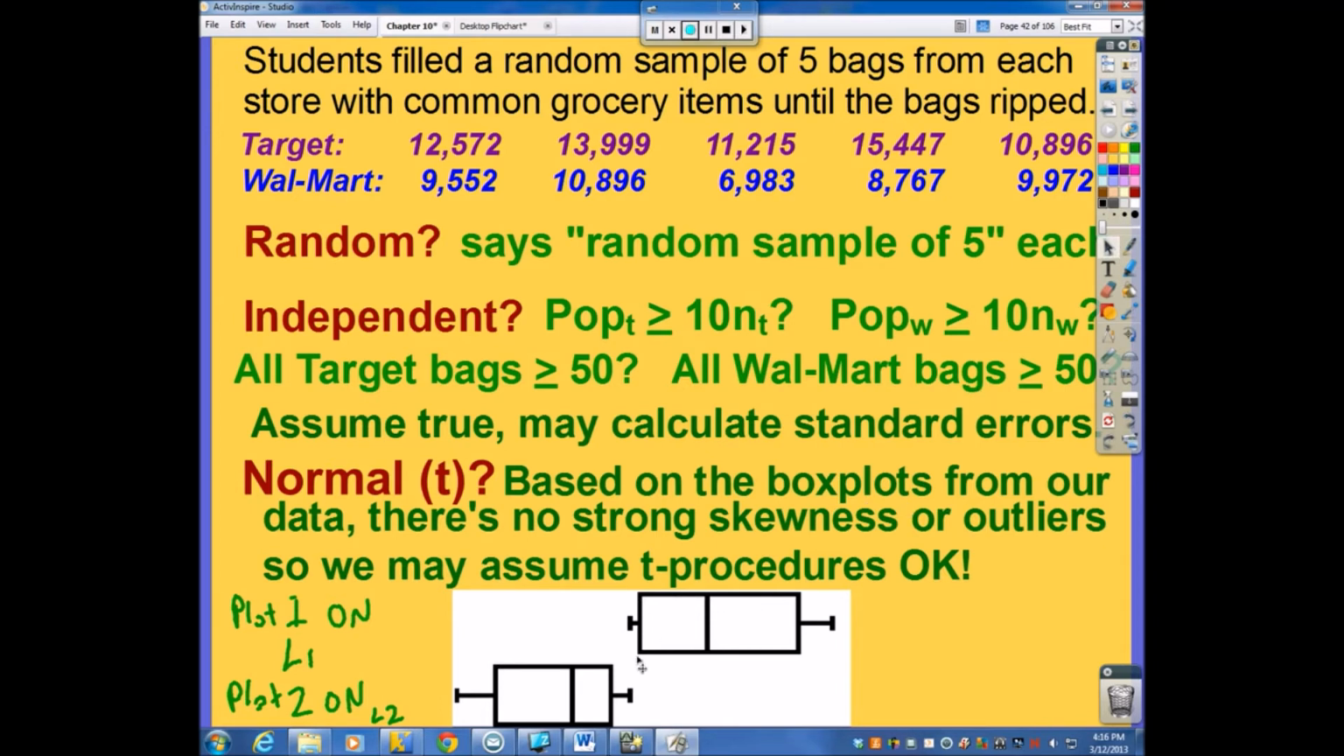Now again, if we look at these 2 box plots, here is our Target box plot and here's our Walmart box plot. We can really tell that all of our Target data is pretty much above even the best Walmart bag here. There's kind of a tie here. The min of Target is Walmart's best. So it's really looking like there is a difference, but we're going to have to show that statistically.